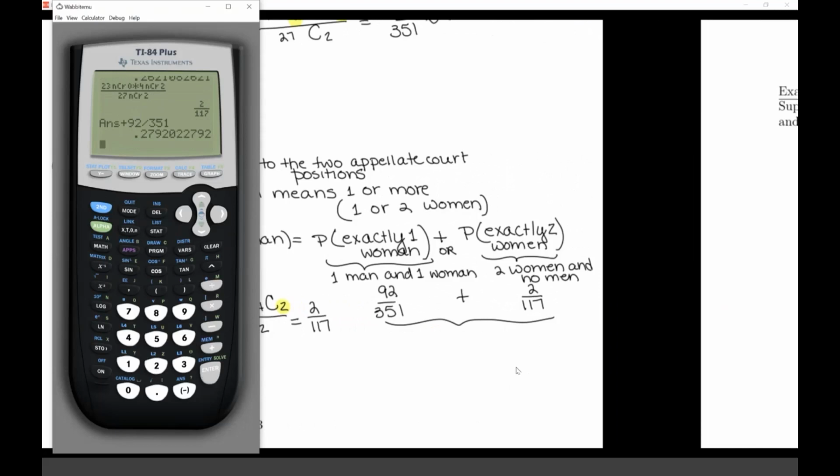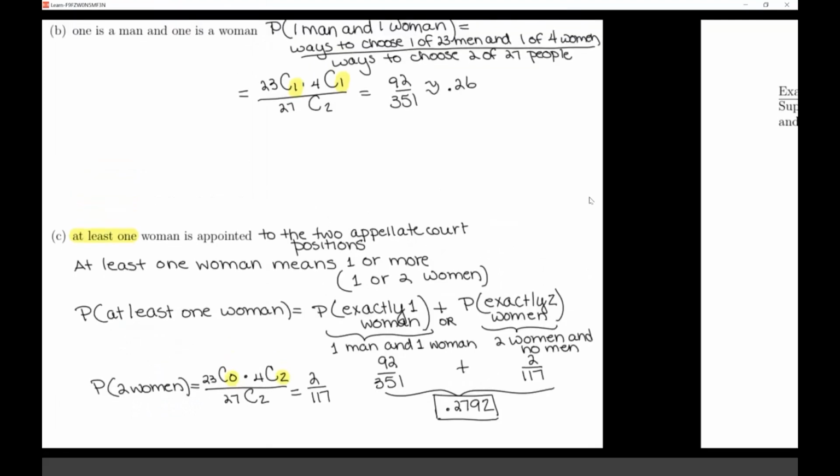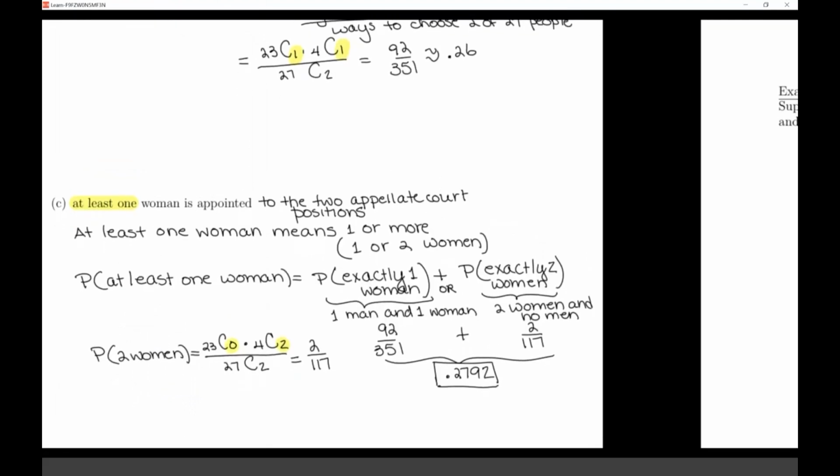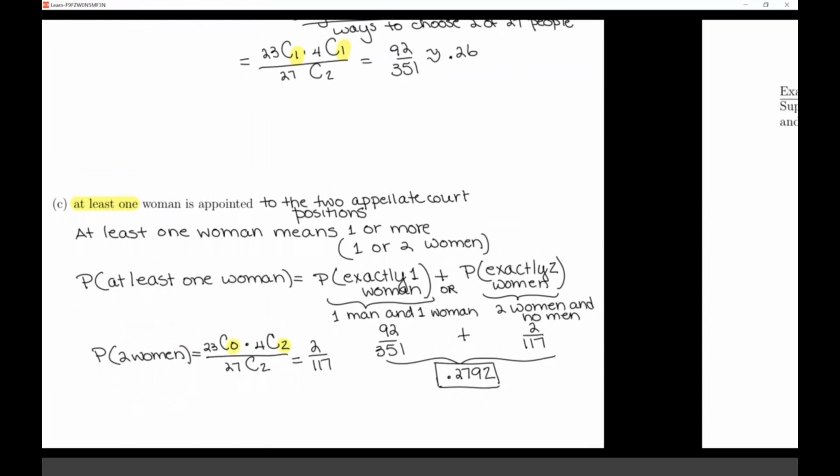Okay, and again, I'm just taking the decimal answer. Okay, out to 4 decimal places. So this is the probability of selecting at least one woman. You'll notice it's slightly higher than selecting exactly one woman, because now I have this very small probability that I choose both of them as women. Okay, so when you see at least, you think, well, there are alternatives, so I might want to be adding probabilities.